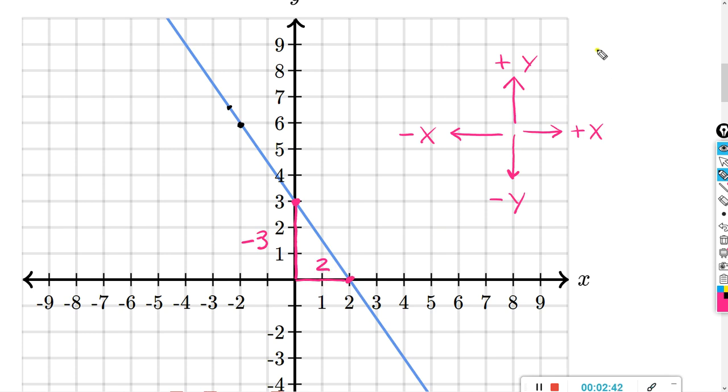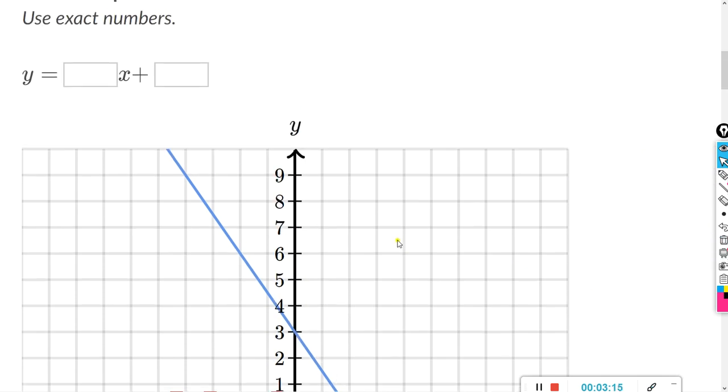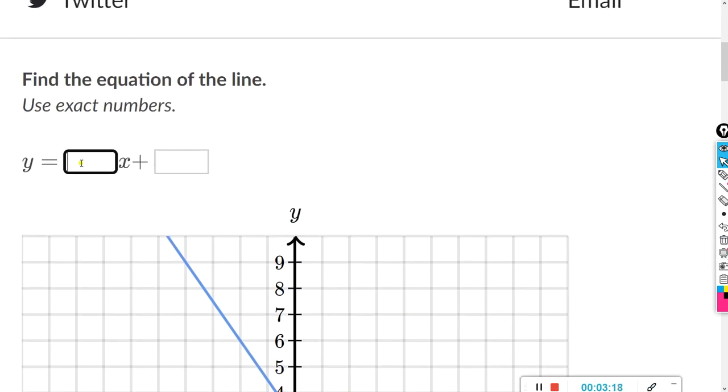All right. So for slope, we said it was change in y divided by change in x. The change in y was -3, and the change in x was +2. So that's going to be our slope m, -3/2. So just click inside the box and type -3/2.